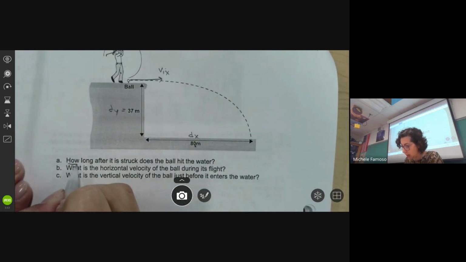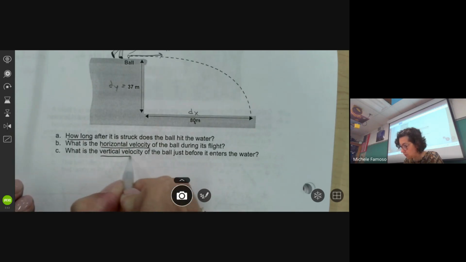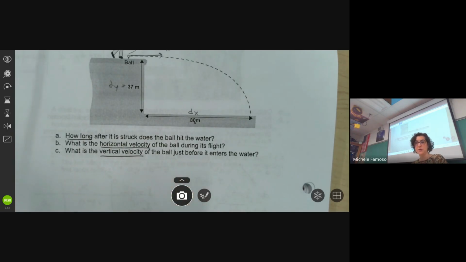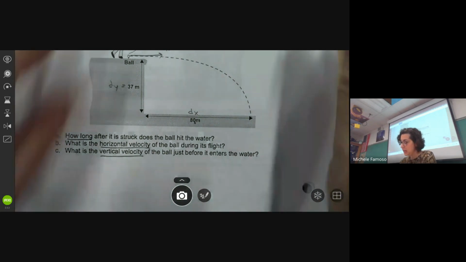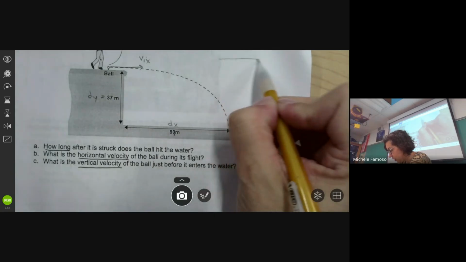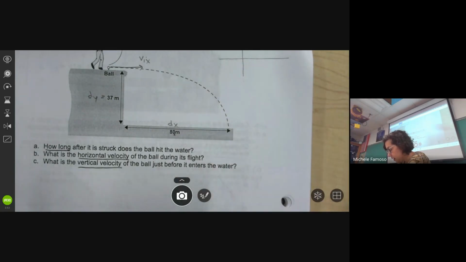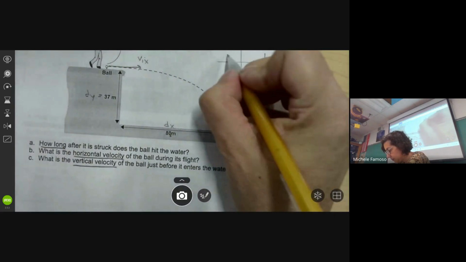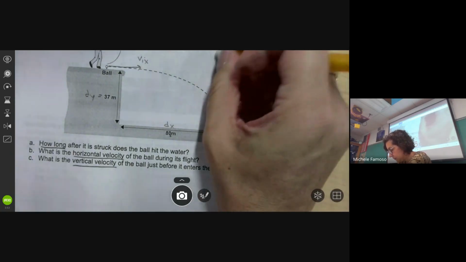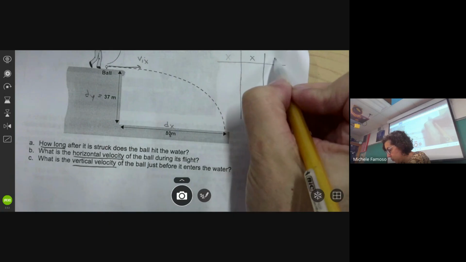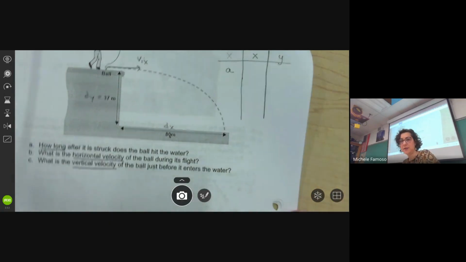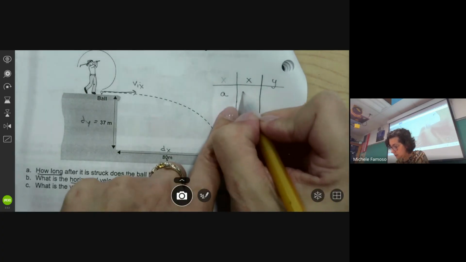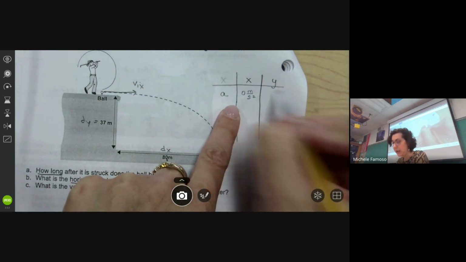I want to know in part A how long after it's struck it hits the water. Then I want to know the horizontal velocity of the ball. And finally, I want to know the vertical velocity of the ball just before it goes in the water. Something a little different. Let's make our chart. What do we know about the X and the Y directions? Shelly, can you tell me what we know the acceleration is in the X direction? Good. Blake, what is it in the Y?